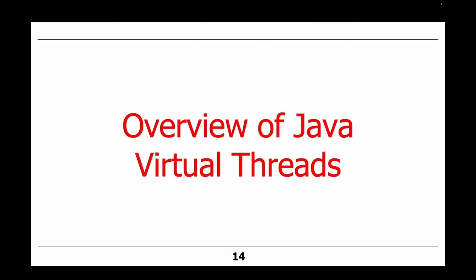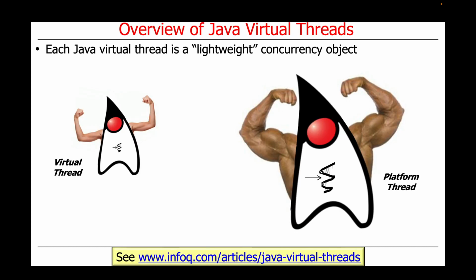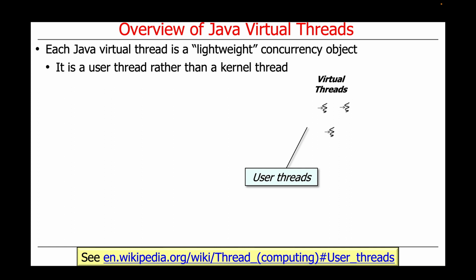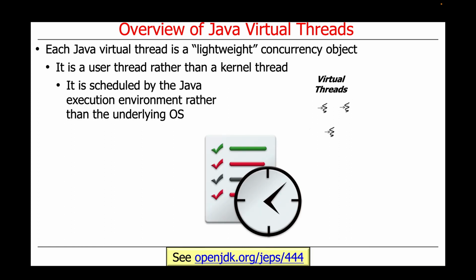Let's turn our attention now to an overview of Java virtual threads and compare and contrast them to Java platform threads. Each Java virtual thread is a lightweight concurrency object. So whereas the platform threads are all puffed up on steroids with big muscles, a virtual thread is much leaner in contrast. In particular, a virtual thread is a so-called user thread rather than a kernel thread. And what that means is that a virtual thread is scheduled by the Java execution environment rather than being scheduled by the underlying operating system kernel.